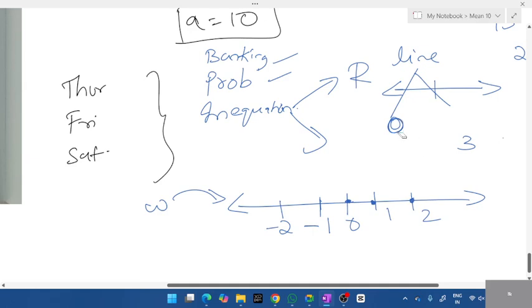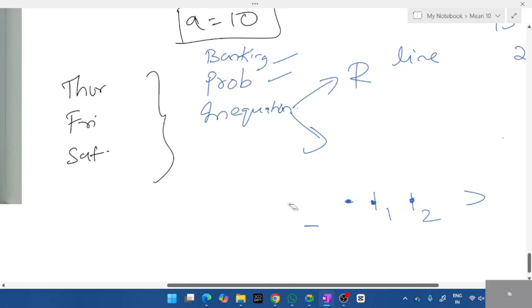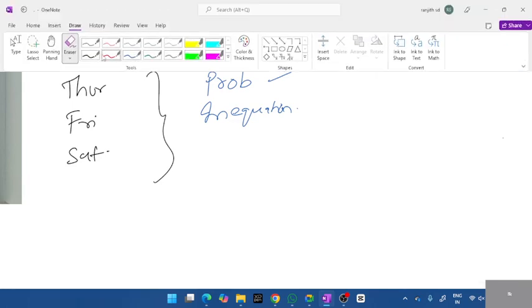Only this concept I'll explain about these lines. And for whole numbers, integers, natural numbers, you keep a darkened circle. Solving inequation is easy, but plotting it on the number line is a bit tricky. Fine.